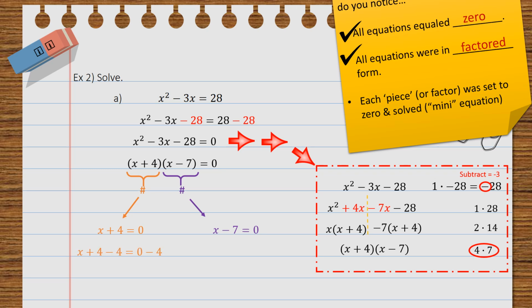To solve for x, we subtract 4 on both sides, which gives you x equals -4. For the second equation, we need to add 7 on both sides, which gives you x equals 7. And those would be your 2 solutions. Could you go back and check? Absolutely. Plug these back into the original equation.